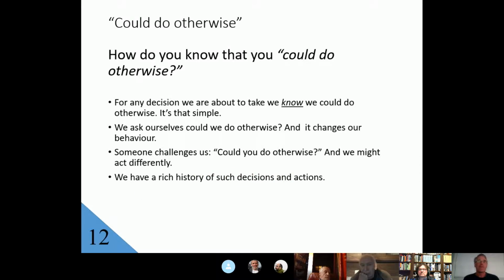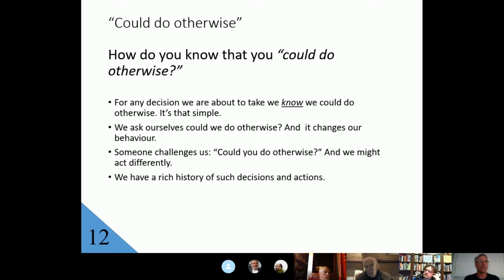So it's what you were saying. You could do otherwise. For any decision we're about to take, we know we could do otherwise. We ask ourselves that question. And we can change our behavior, just like you described. Someone challenges us, like you've just described. I could say, I'm predicting you're going to do this, and you think, well, we might do something different, mightn't we? And it's not just me saying it now. We've got a rich history of such decisions and some actions.